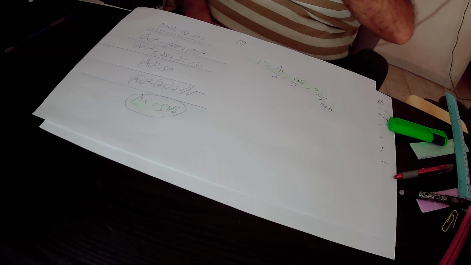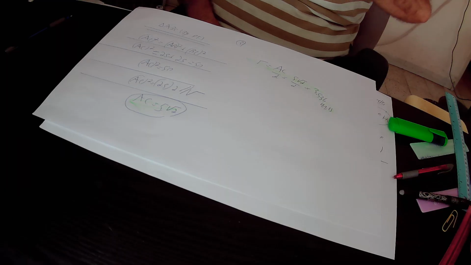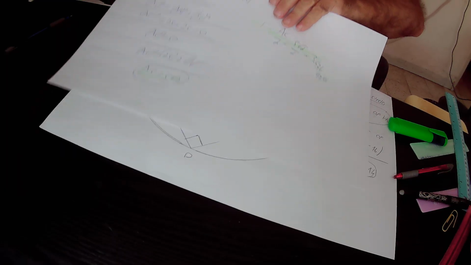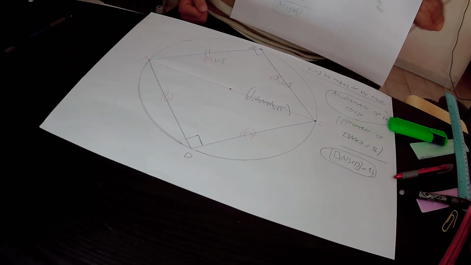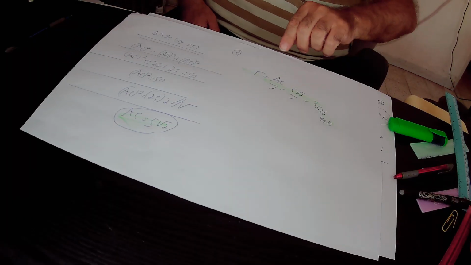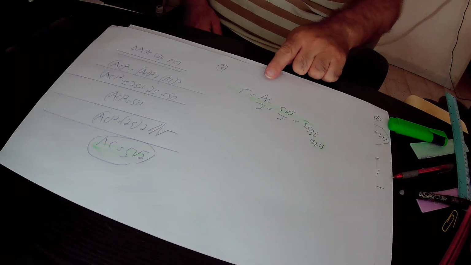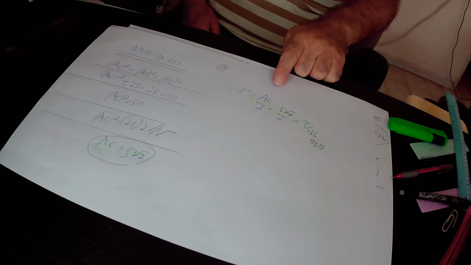AC equals 5 times square root of 2. The diameter AC equals 5 times square root of 2, and the radius of this circle, that is the radius that we are looking for, must be equal to the diameter over 2. That is to say, radius R equals the diameter AC over 2.